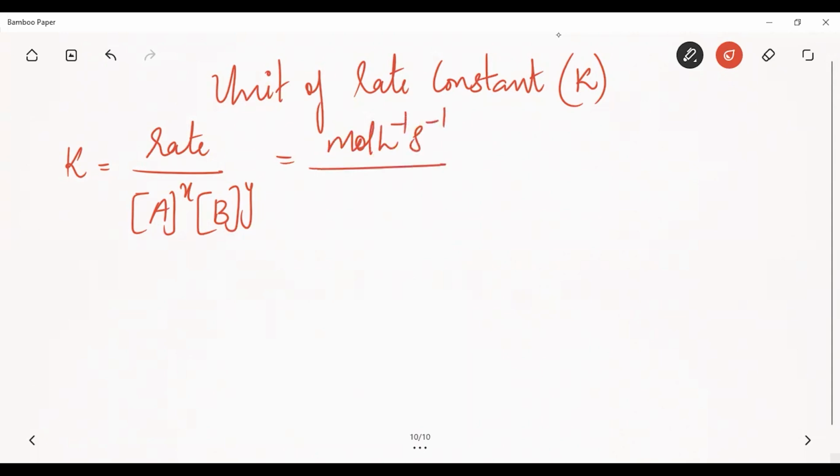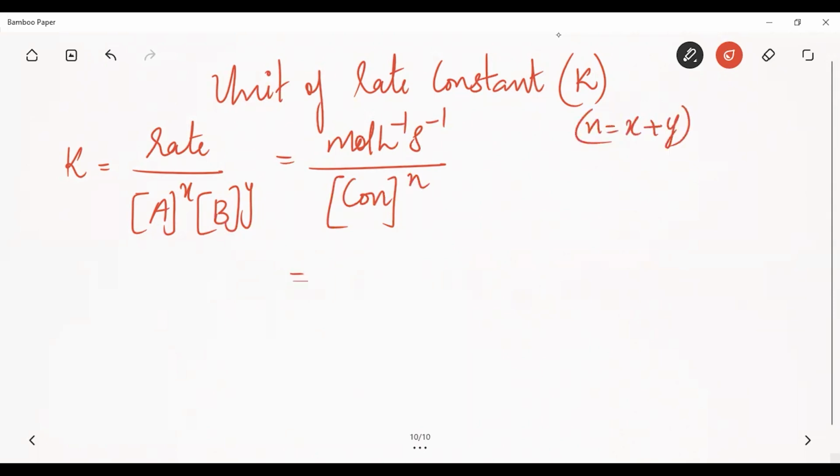And what is this? This is also concentration, right? Some concentration raised to some number. What is the number? Equal to x plus y. That is the order, right? So concentration raised to this order, that is n is equal to x plus y. That is the order of the reaction.